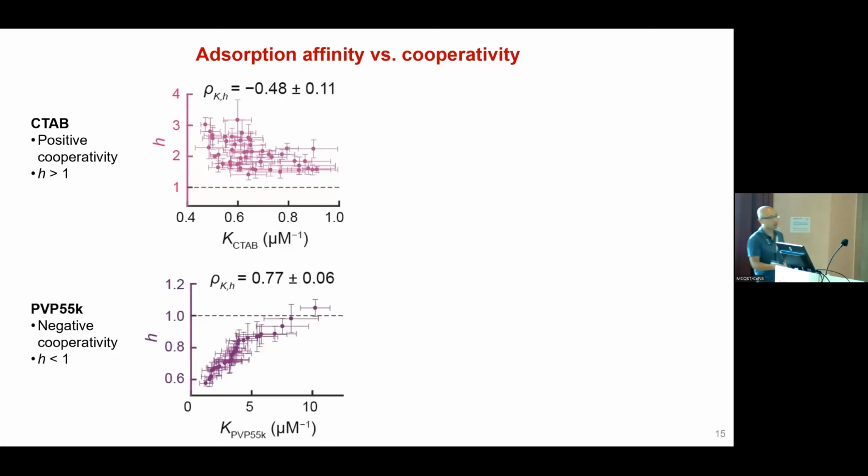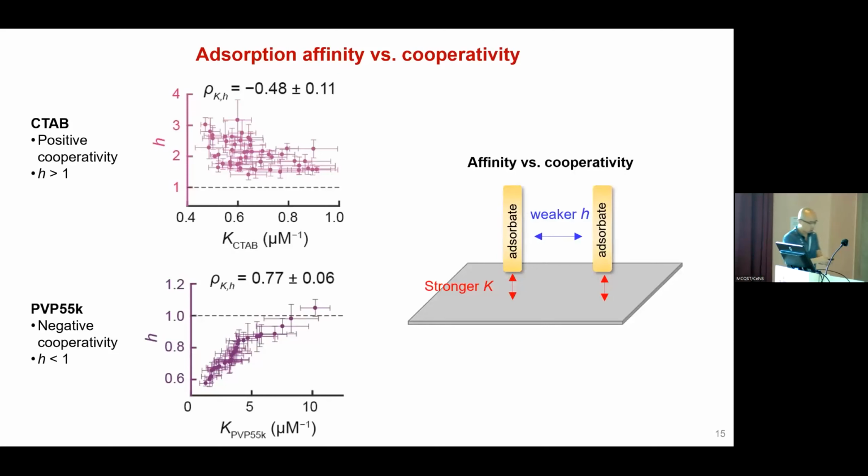Now, you can also look at the negative cooperativity case for PVP. Again, with stronger adsorption affinity, H is again approaching 1, which is no cooperativity at all. So this anti-correlation tells us when you have stronger adsorbate surface interactions, you have weaker adsorbate interactions. And that's the anti-correlation by analyzing the statistical properties of a collection of individual particles.